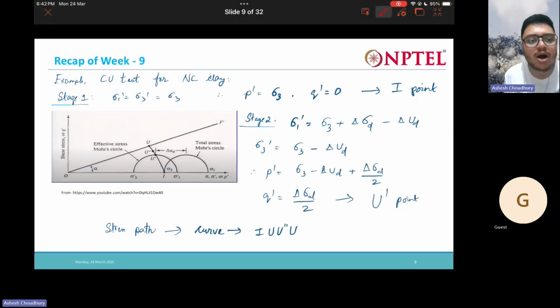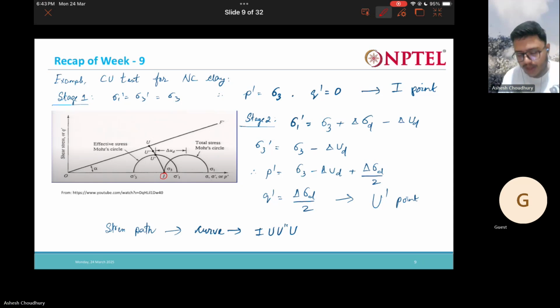So let us see how our stress path is going to look. In the first stage, we have only sigma 3 present. So p' is sigma 3 and q' is obviously 0. So I get the I point.